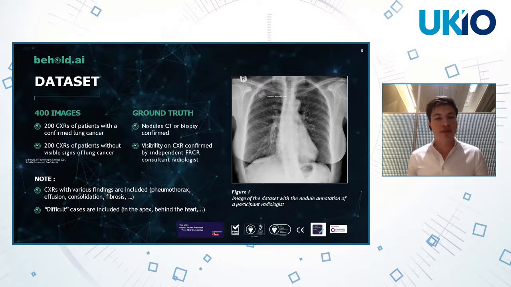It's important to note at this stage that we differ from most existing studies, which usually take only normal images versus images with nodules. Here we didn't remove any other findings, which means our dataset also has pneumothorax, effusion and consolidations, and it can be even more difficult than that. We can have effusion with a nodule or consolidation with a nodule. So we didn't exclude difficult cases. We also included cases that are more difficult to see, such as nodules in the apex or behind the heart.